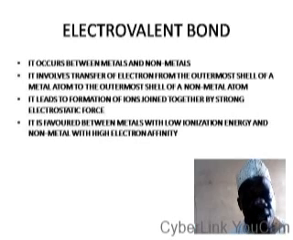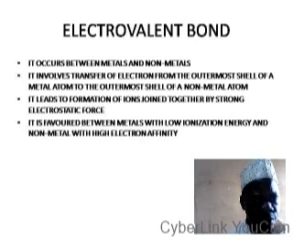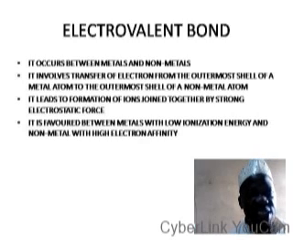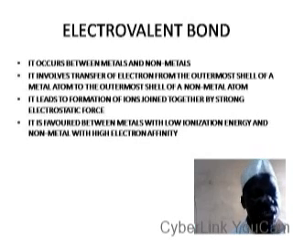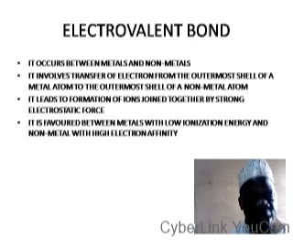The force of attraction holding a cation and an anion together makes the bond between them very strong, and that is a strong electrostatic force. This type of bond is easily formed between a metal that has low ionization energy and a non-metal that has high electron affinity. Low ionization energy makes a metal highly reactive, and high electron affinity makes a non-metal very reactive. So a very reactive metal and a very reactive non-metal can easily form an ionic bond.